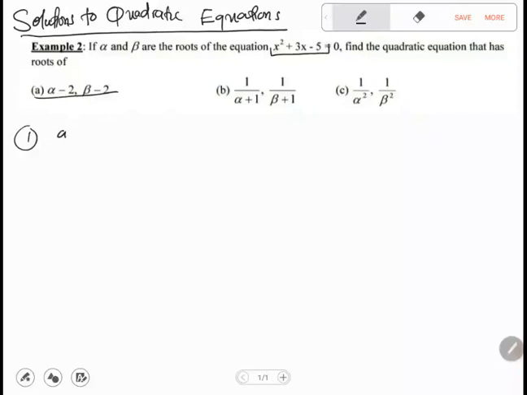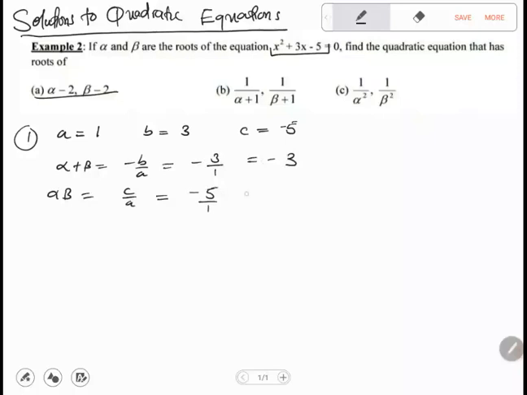We know that A is 1, B is 3, and C is negative 5. And from here we know that the sum of these roots, alpha plus beta, is just equal to negative B divided by A, which will give us negative 3 divided by 1, to give us negative 3. And the product of the same roots will be equal to C divided by A, which will give us negative 5 divided by 1, which will give us negative 5.